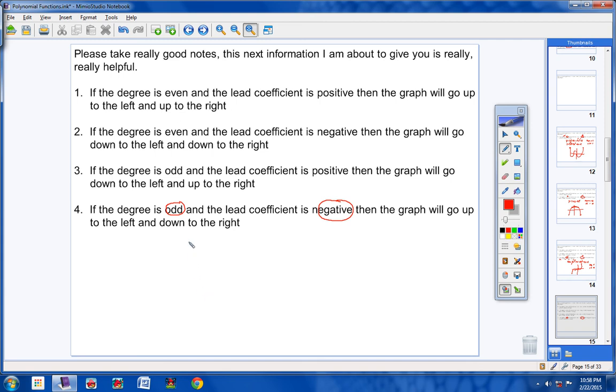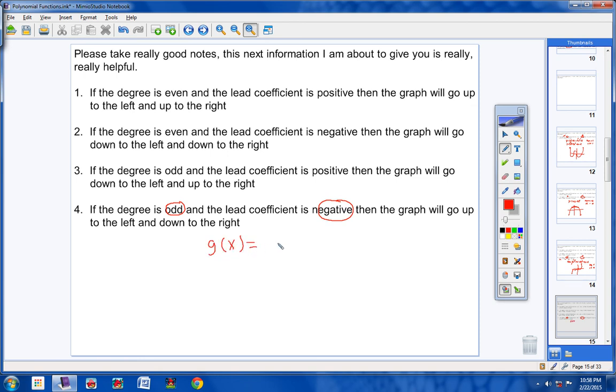If the degree is odd and the lead coefficient is negative, then the graph will go up to the left and down to the right. Okay, so copy that down, please. Okay, now here's a function I'd like you to copy down.